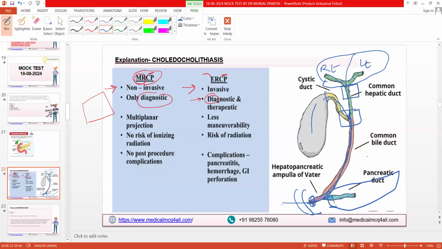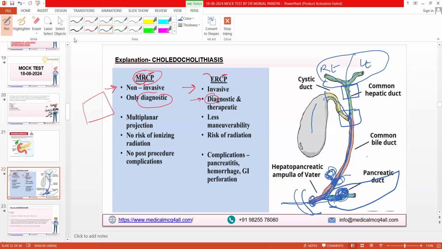So when you enter something here, it can injure the pancreas. That is why pancreatitis is a complication. You can injure the common bile duct, right? So infection, cholangitis, is also a complication. Sometimes you may perforate this common bile duct, so perforation is also a complication. So these are the three major complications: pancreatitis, infection of the common bile duct (cholangitis), and perforation.